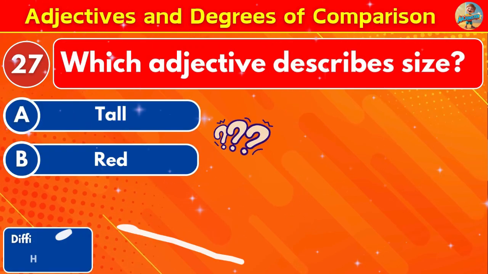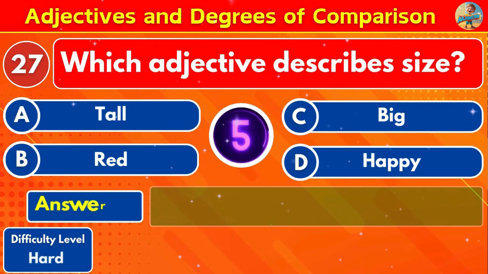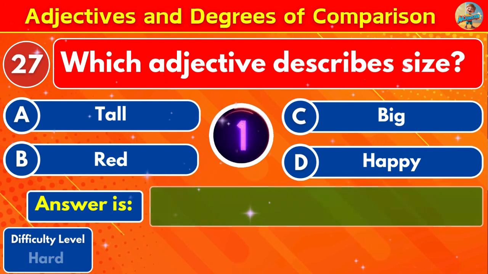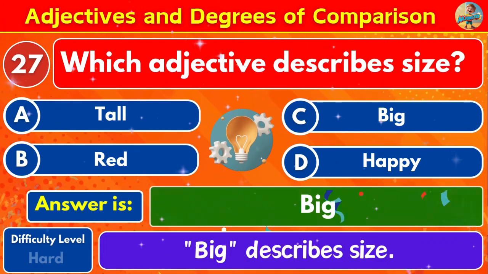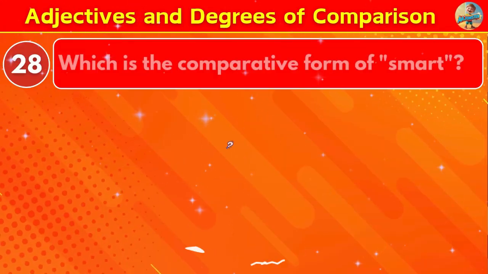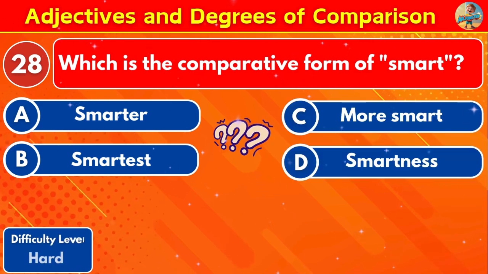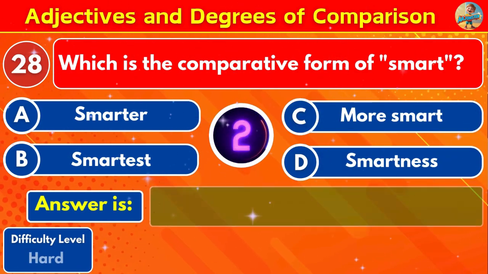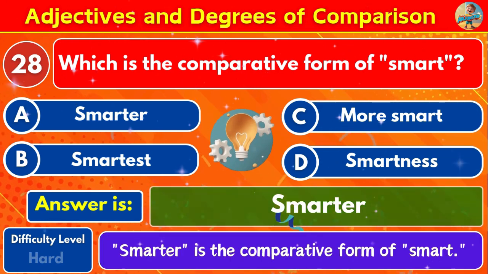Question 27 is, which adjective describes size? Answer 27 is big. Question 28 is, which is the comparative form of smart? Answer 28 is smarter.